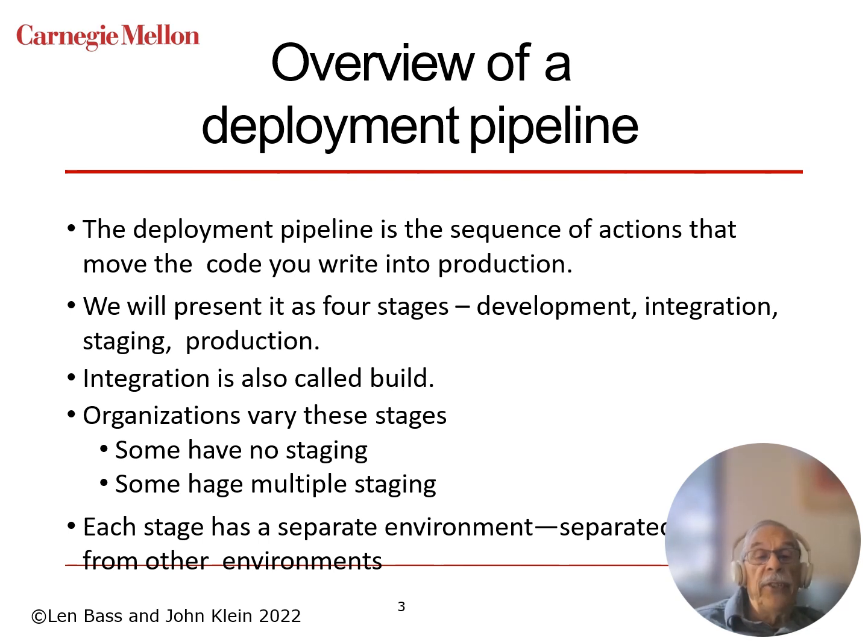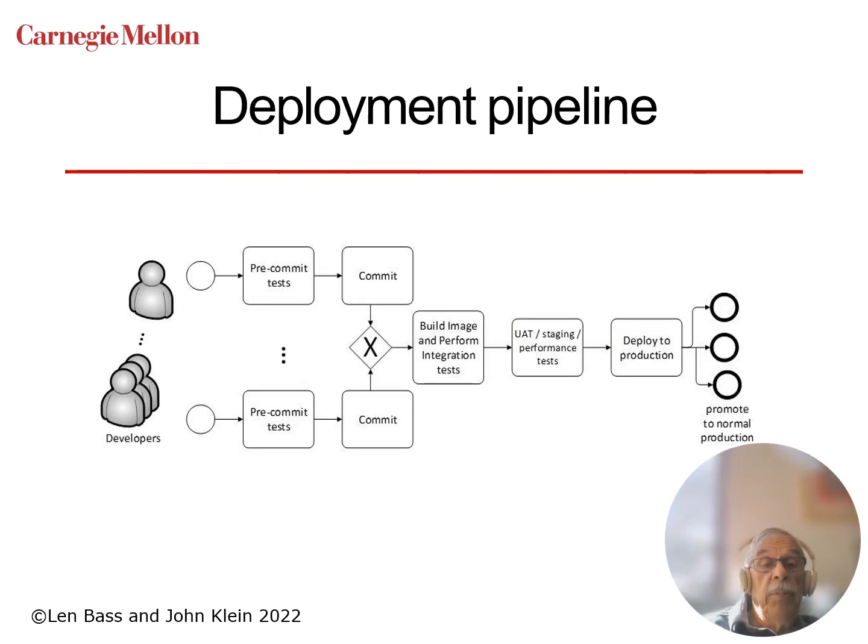Some organizations vary these stages. Some have no staging. They do all the testing in the integration environment. Others have multiple staging. They may use one stage for user testing and another stage for other types of quality testing. So each stage has a separate environment, and these environments are separate from other environments. The notion of environments is key to talking about the deployment pipeline, and we'll go into that in a minute.